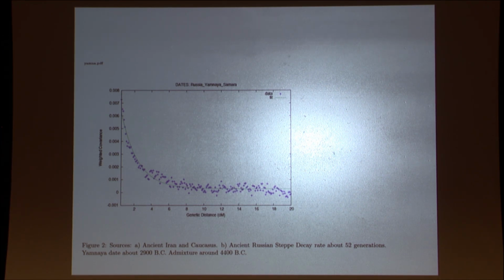Rule of thumb is like 29 or 30 years per generation. So we're talking roughly 1500 years. So this is 2900 BC plus 1500, that's about 4400 BC. And you can see that the curve is obviously well determined from the data, so the errors on that aren't going to be very large.